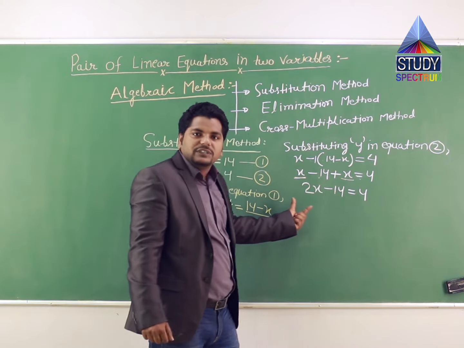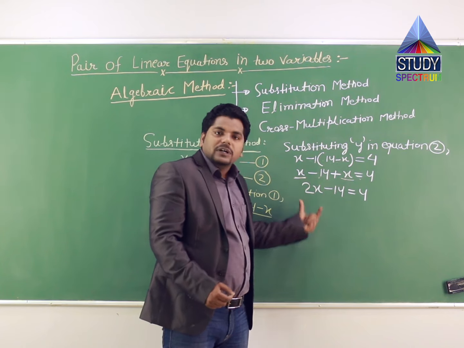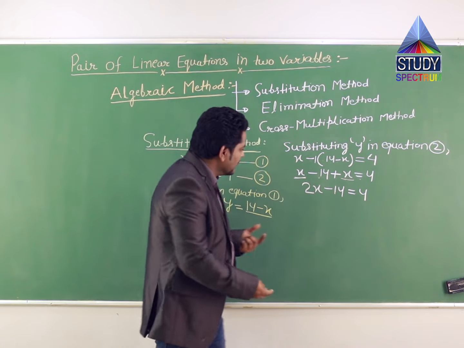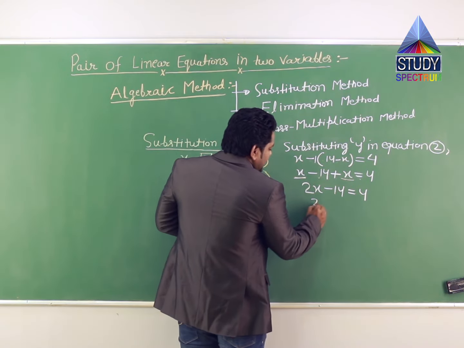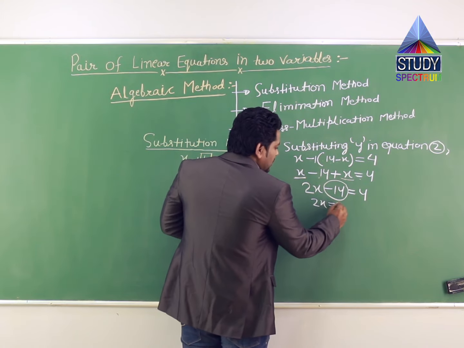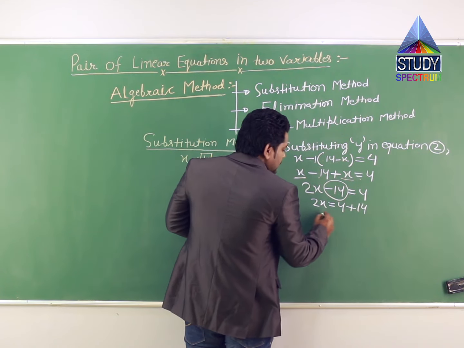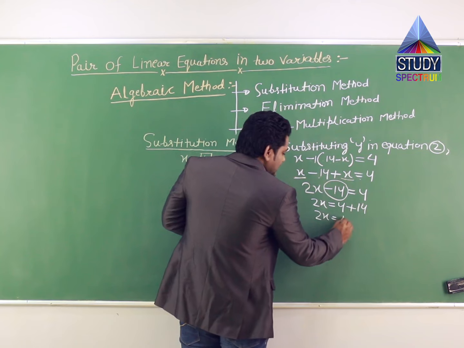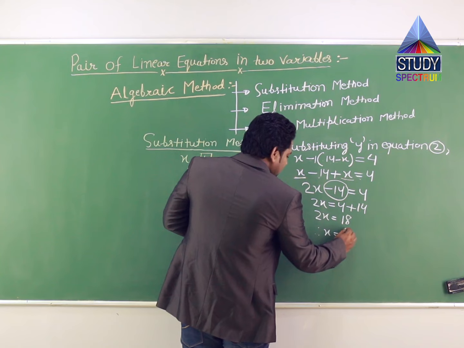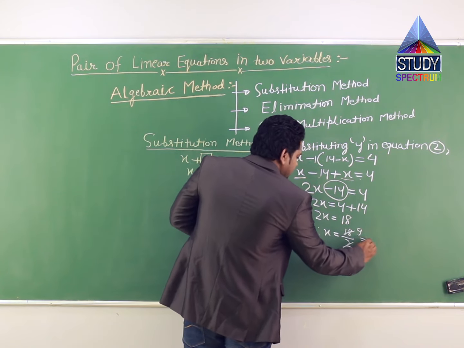To solve a linear equation in one variable, what we do is keep variable terms on one side and constant terms on the other side. So 2x we have kept on the left hand side and we will take this constant to the right hand side. So 2x equal to 4, minus will change to plus. So 2x will be 4 plus 14, which is 18. Therefore x will be 18 by 2, which is 9.